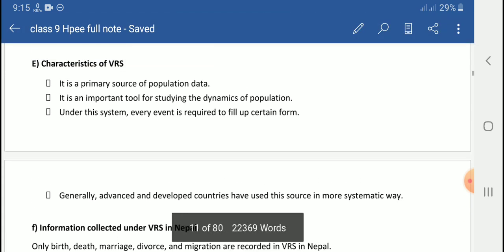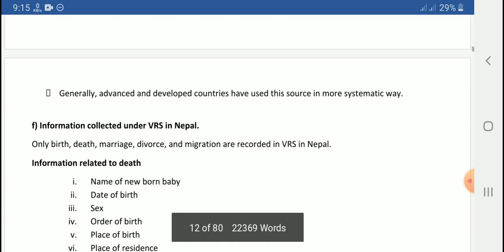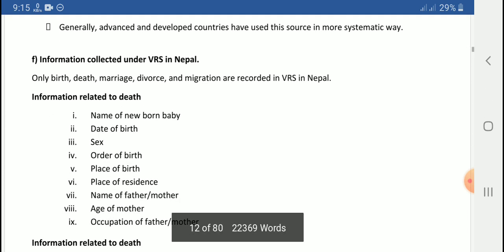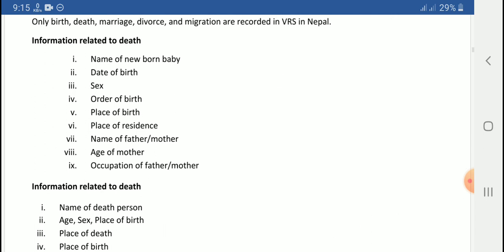Yes, because we can collect lots of information from the vital registration system also. So what things are included, what information is collected under vital registration in Nepal? Only birth, death, migration, divorce and marriage are recorded in the vital registration system in Nepal. So what information is recorded related to death?